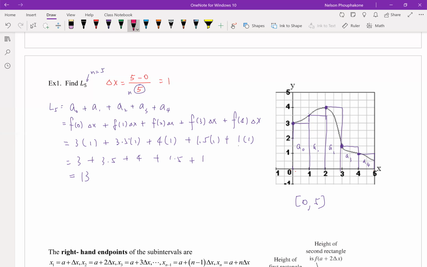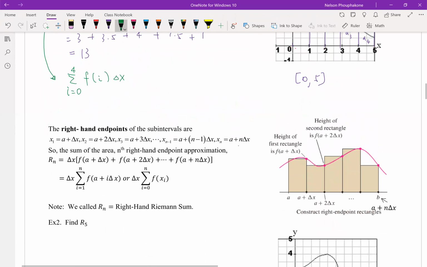There's one more thing that I would like to do here. If I want to rewrite this into summation notation, then it will be what? We are going to add the sum, where i is from 0 to 4, of f of i times delta x. Okay, so this is the idea about L sub 5.